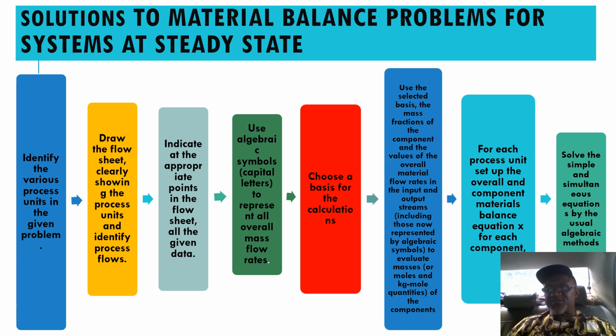Then for each process unit, set up the overall and component material balance equation for each component. Then solve the simple simultaneous equations by usual algebraic methods. We'll of course look at an example where we apply all these things we are listing to solve the problem.